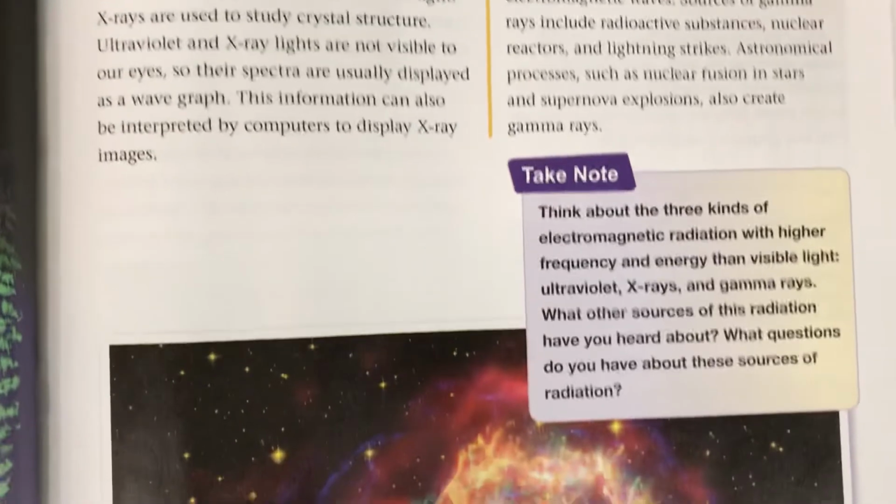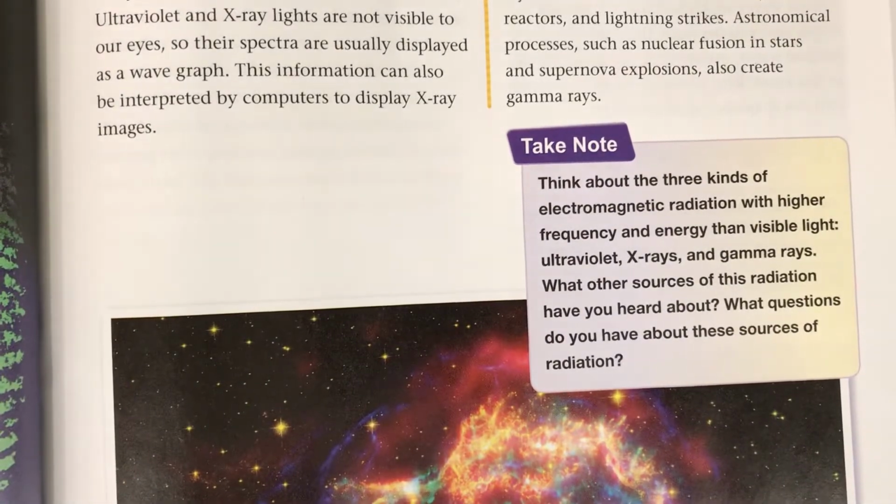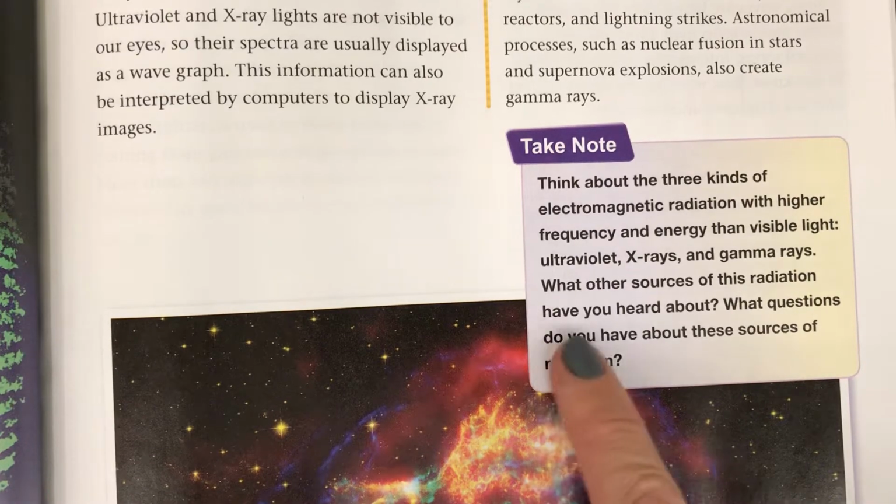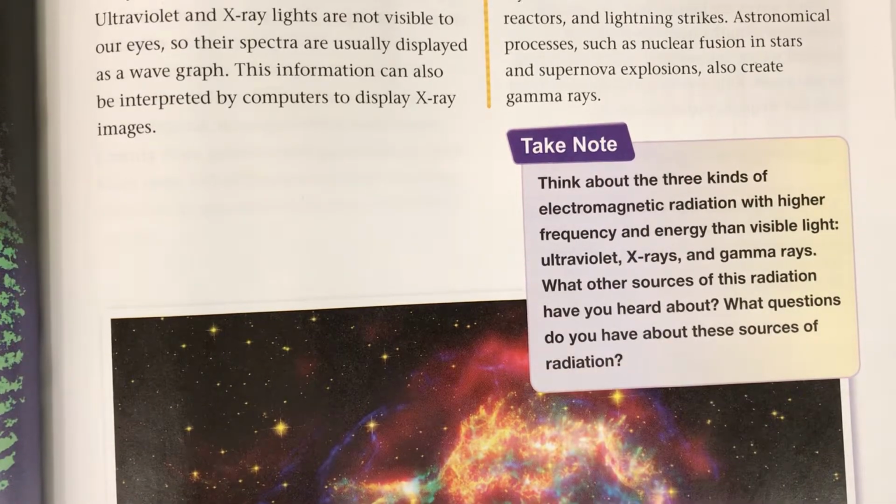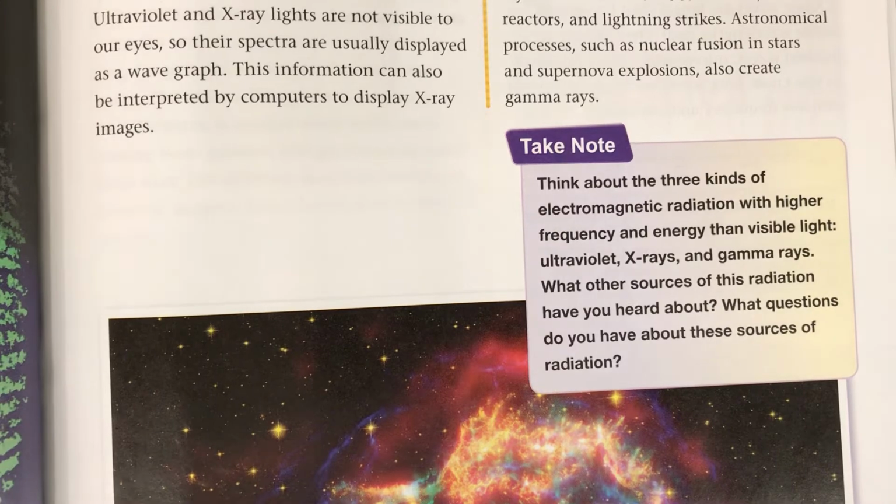Take note. Think about the three kinds of electromagnetic radiation with higher frequency and higher energy than visible light: ultraviolet, X-rays, and gamma rays. What other sources of this radiation have you heard about? What questions do you have about these sources of radiation?